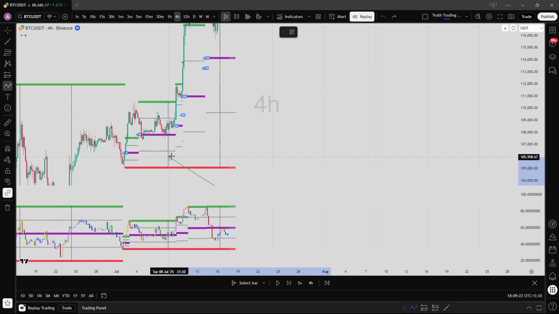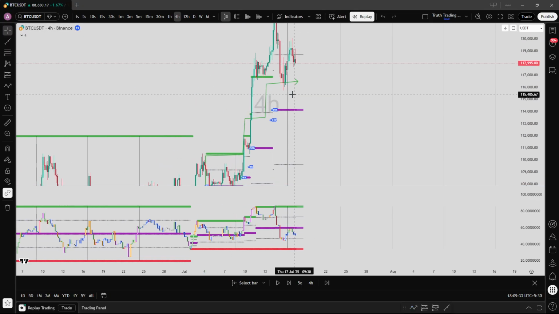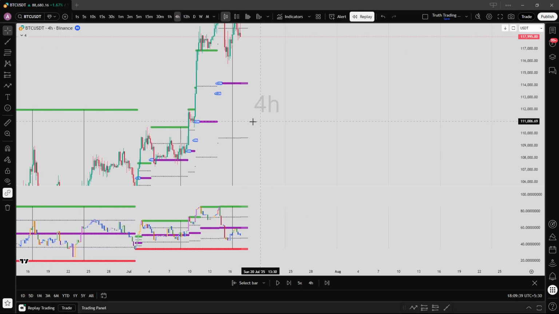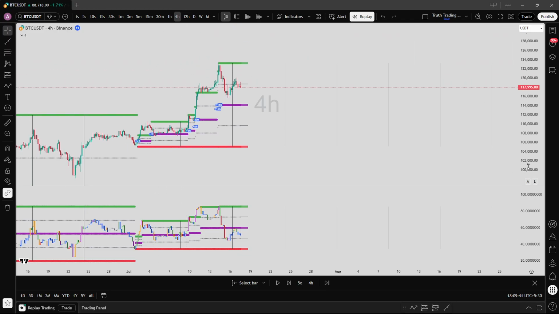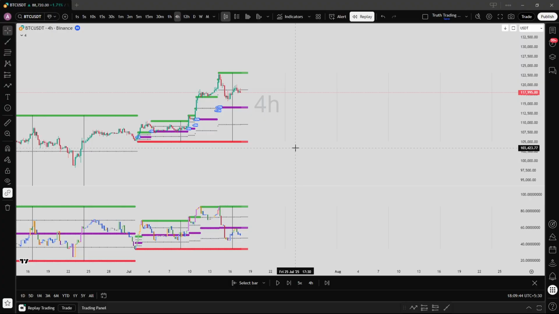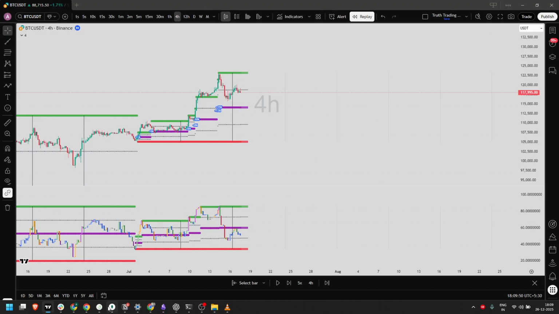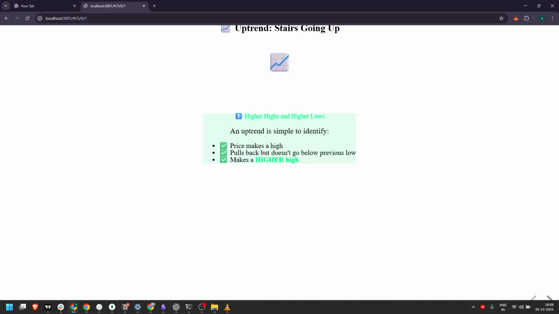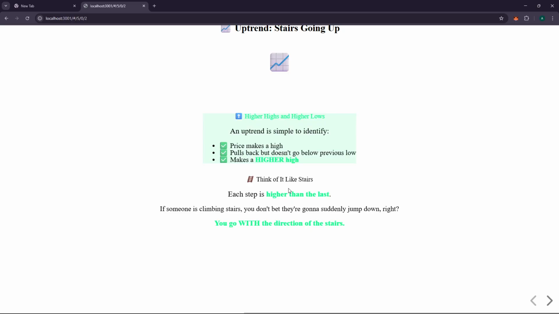So imagine like this. The market is taking this stair, and each step is higher than the previous. If someone is climbing stairs, you don't bet they're going to suddenly jump down, right? You go with the direction of the stairs. So this is what it looks like: higher highs and higher lows.